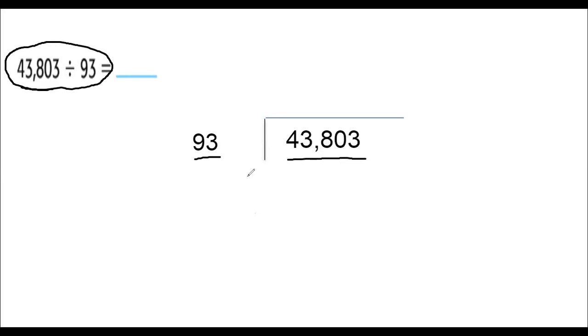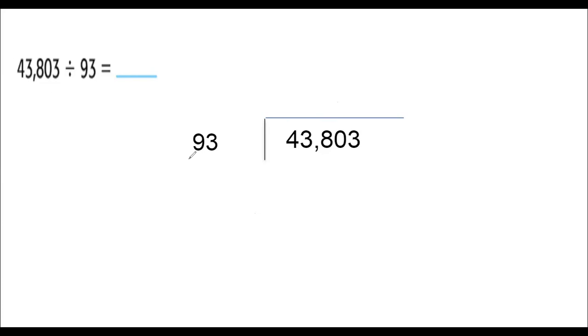So now I know that 43 can't divide by 93. So I'm going to start over here in the hundreds place of the dividend. 438 divided by 93. I wonder what that could be.